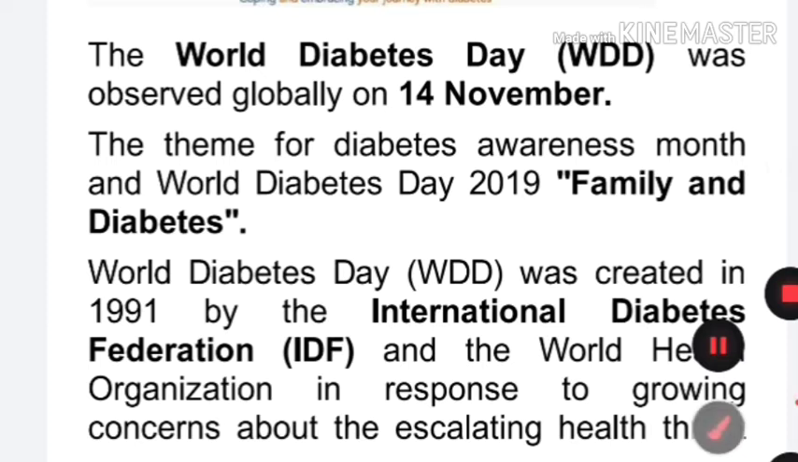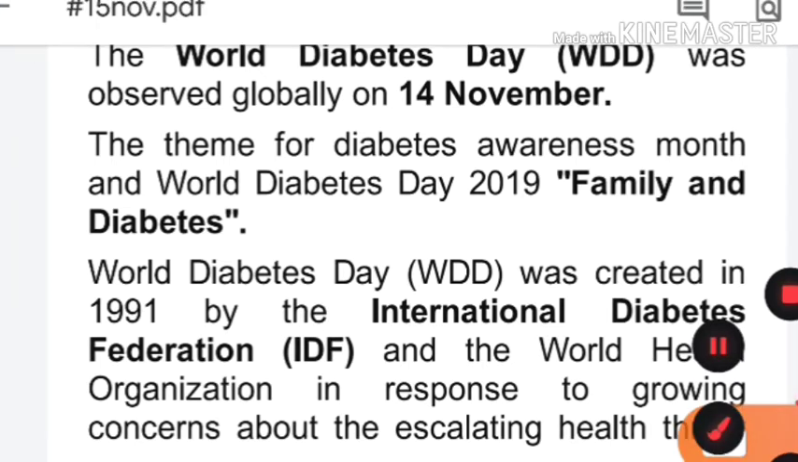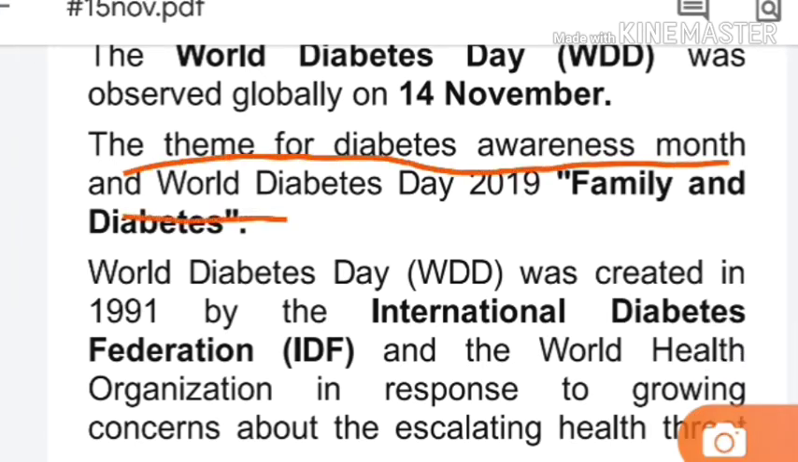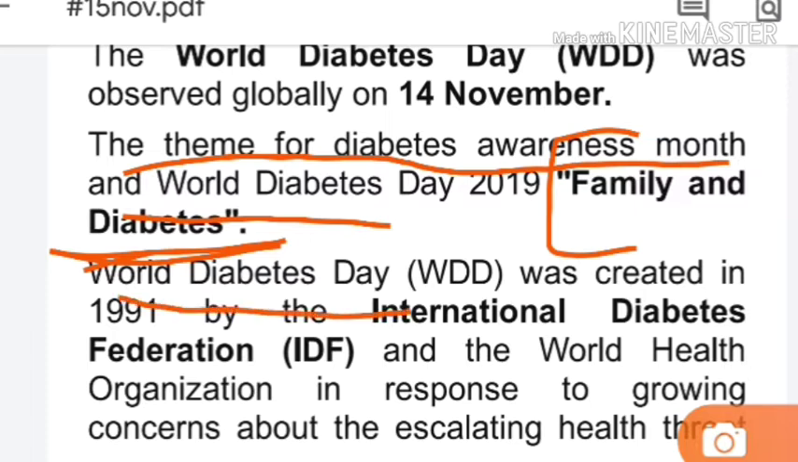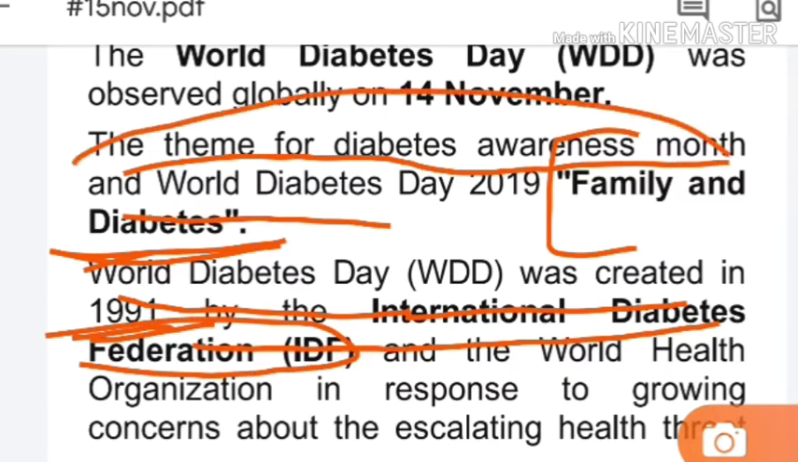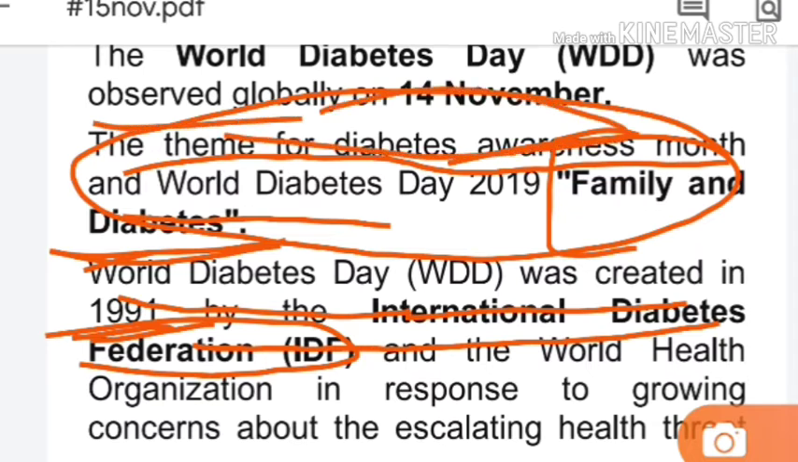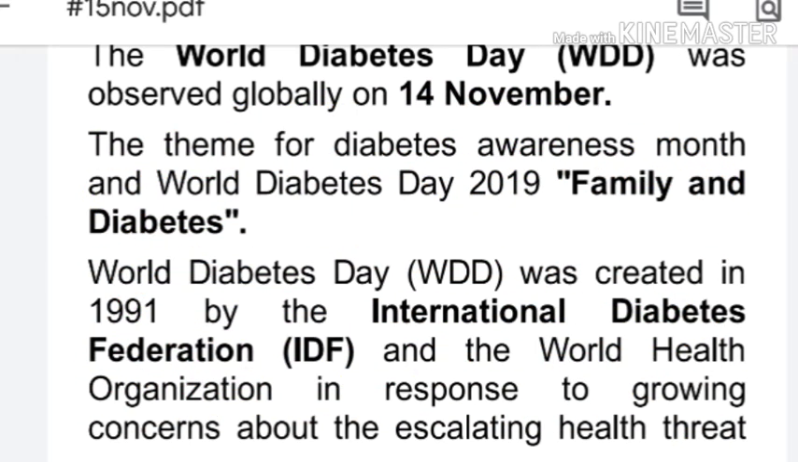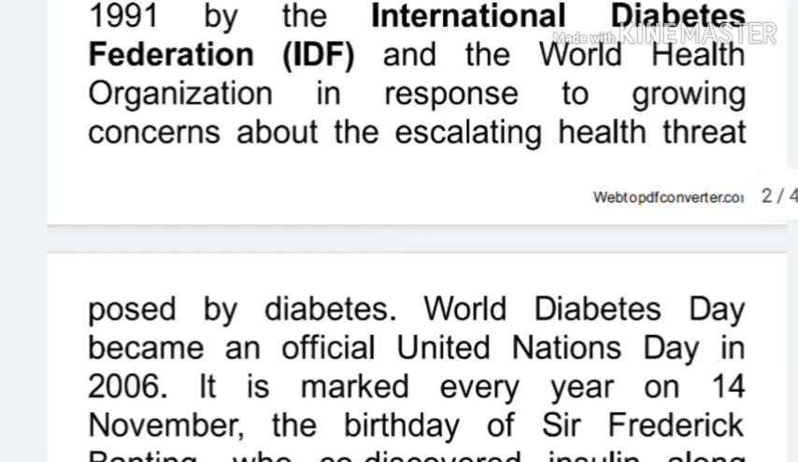And the important point is the theme of diabetes awareness. Now the second point is World Diabetes Day was created in 1991 by the International Diabetes Federation and observed globally on 14th November. This is very important. Please note down this one, or otherwise watch this topic again. Let's move to the next question.